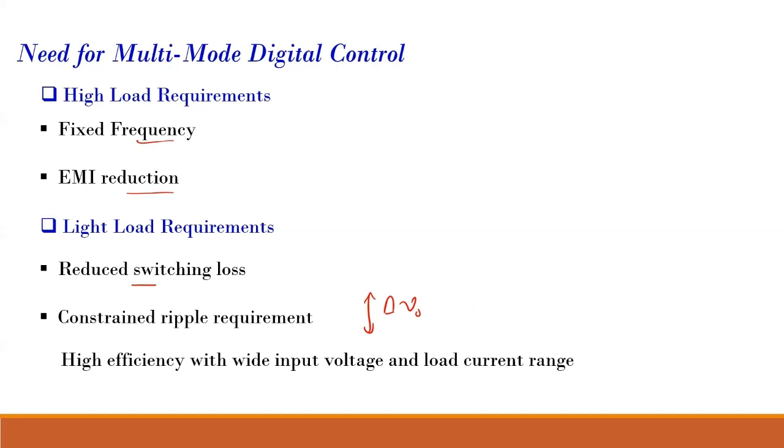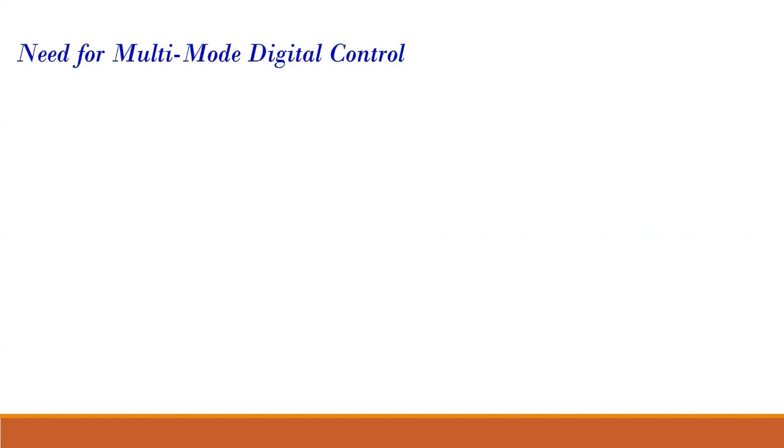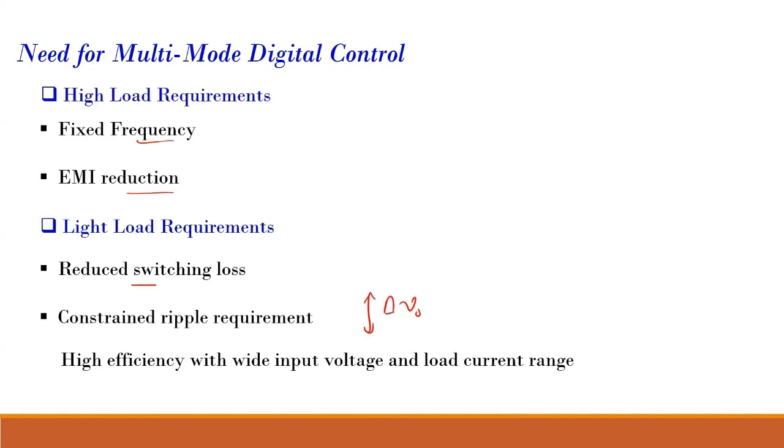So we want high efficiency with wide input voltage and load current range. Basically we want a converter which will work wherever we put it, in whatever situation, within certain ranges which are specified and known to us. It should be able to regulate the output voltage, give good efficiency, maintain the ripple constraints, and still give fast transient performance as well as meet various EMI requirements, etc. All these things we have to consider and make sure are followed. If we have to do that, then we need to go for multi-mode control.